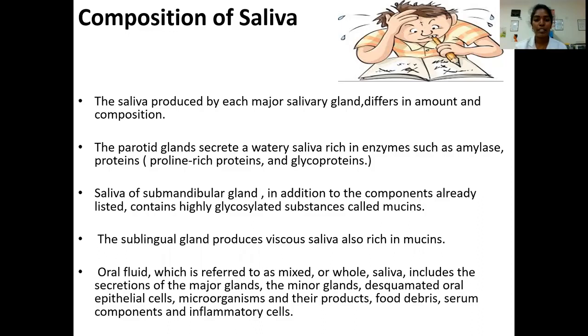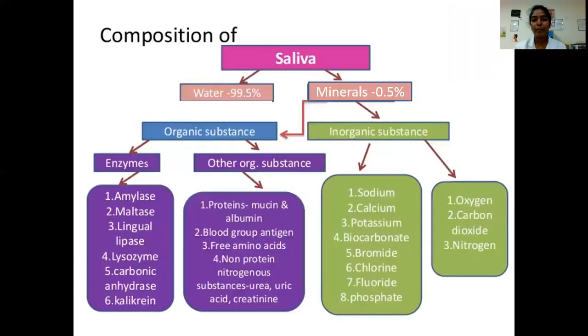Saliva of the submandibular gland, in addition to the components already listed, contains highly glycosylated substances called mucin. The sublingual gland produces viscous saliva, also rich in mucin. Oral fluid, which is referred to as mixed or whole saliva, includes the secretions of the major glands, the minor glands, desquamated oral epithelial cells, microorganisms and their products, food debris, serum components and inflammatory cells.